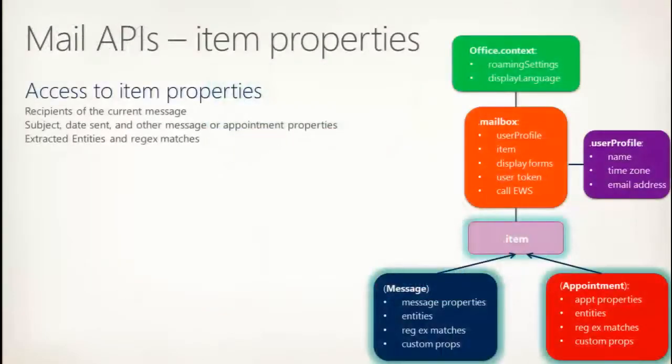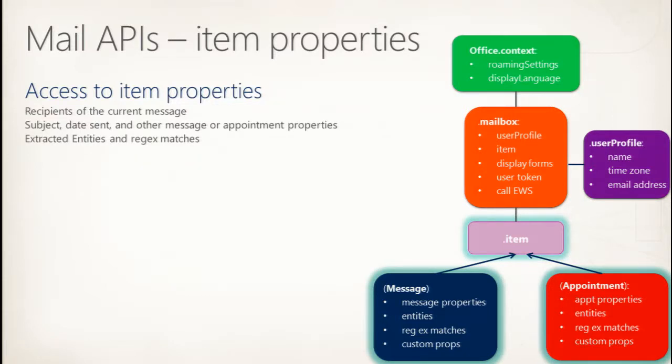Specifically, we can break down the structure and go one by one as to what capabilities are available to mail apps. The most basic set of APIs are around access to item properties. An app can access recipients on the current message. An app can look at the subject or the date sent of the message. If this was an appointment and not a message, and this is why we have the breakdown at the bottom of the diagram, then the app can get access to the start or the end time and other appointment properties.